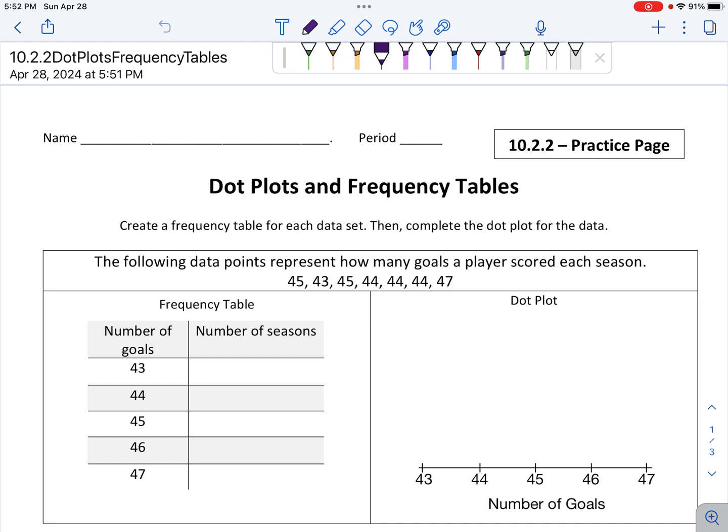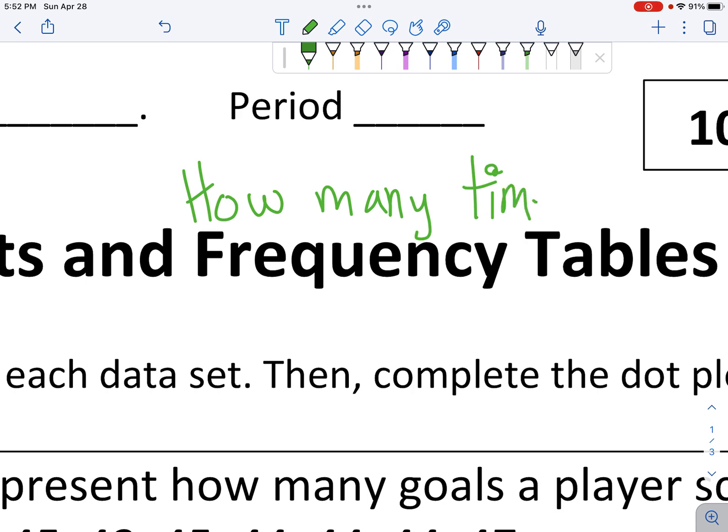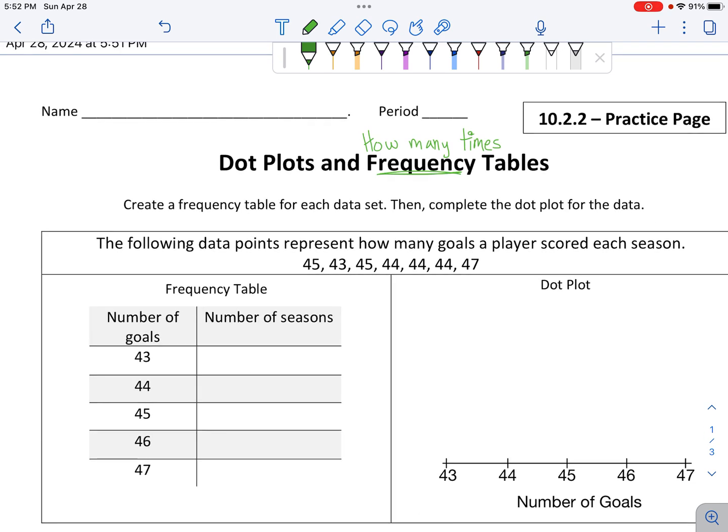It's Unit 10, Lesson 2. Today it's about dot plots and frequency. When I think about frequency, I think about how many times something happens. So I'm just going to count up how many times something happens or how many times a number appears. That's what frequency means. So we are going to create a frequency table, and then we're going to do a dot plot using that information.